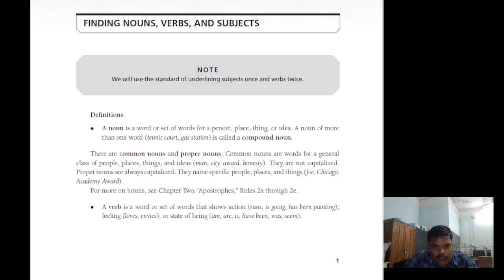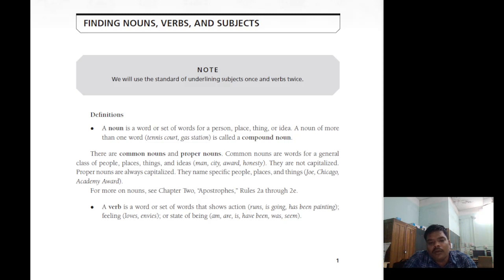There are common nouns and proper nouns. Common nouns are words for a general class of people, places, things, and ideas. Examples: man, city, award, honesty. They are not capitalized. Proper nouns are always capitalized. They name specific people, places, and things: Joy, Chicago, Academy Award. For more on nouns, see Chapter 2, Apostrophe, Rules 2a through 2c.